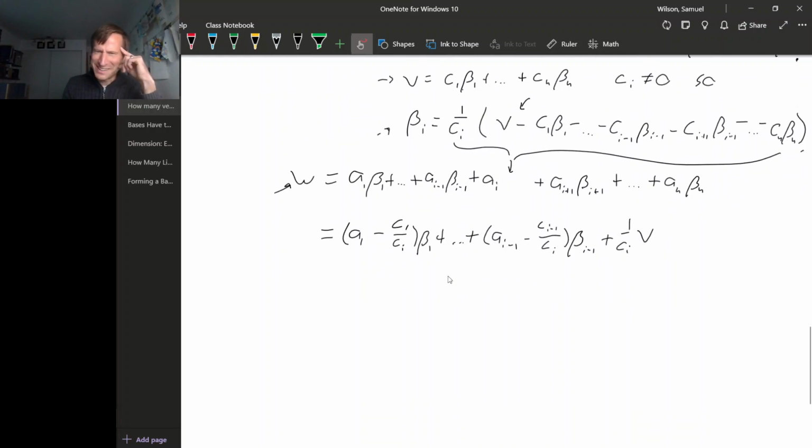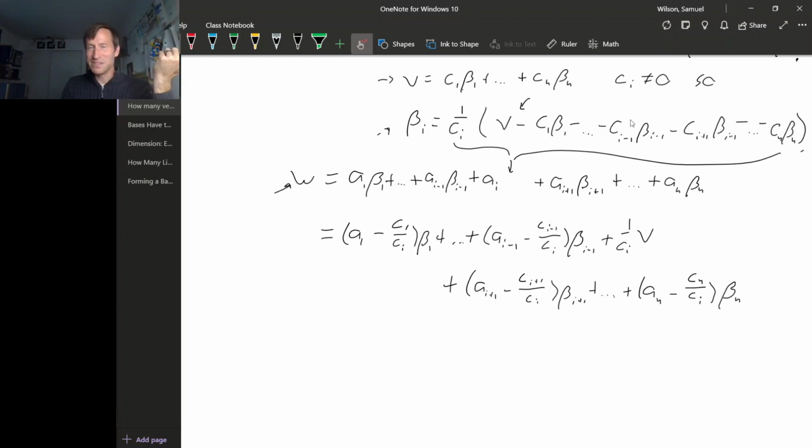So this is going to be a sub I plus 1 minus C sub I plus 1 over C sub I, beta I plus 1, and then plus dot dot dot down to a sub n minus C sub n over C sub I beta sub n. And of course, you see why Ci can't be 0. It's because we need to divide by it.